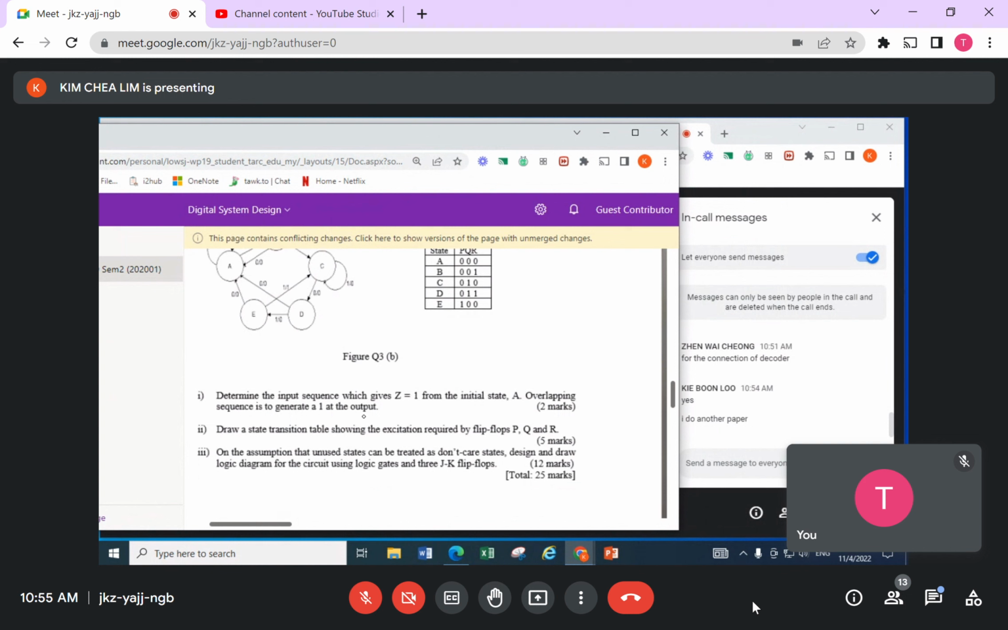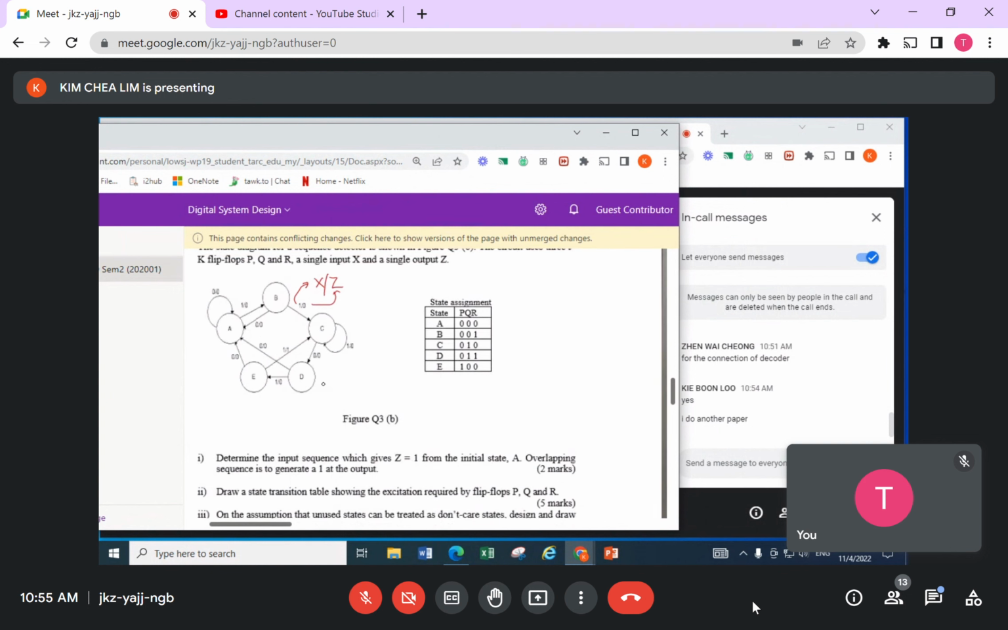Once you see this, usually we are supposed to convert this part into a state table, then design accordingly. But this question also asks me to determine the input sequence which is going to give Z a 1. The first state is A, and they tell you that an overlapping sequence is to generate a 1 at the output, because if you trace it, it will generate a 1 again at the output.